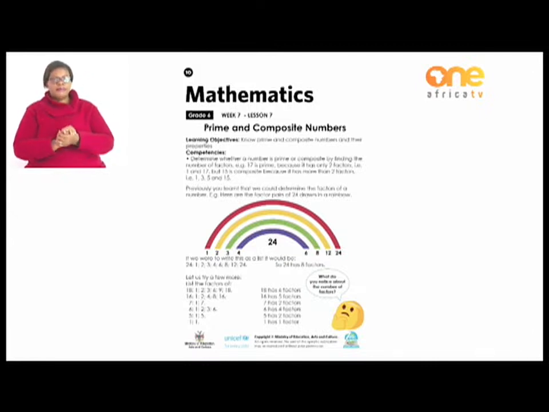So, to sum this up, 1 is not a prime number, nor is it a composite number. Right? A prime number must have, and only has, 2 factors. All right? And then lastly, a composite number must have 3 or more factors. Are we together? Okay, let's get ready for our activity.